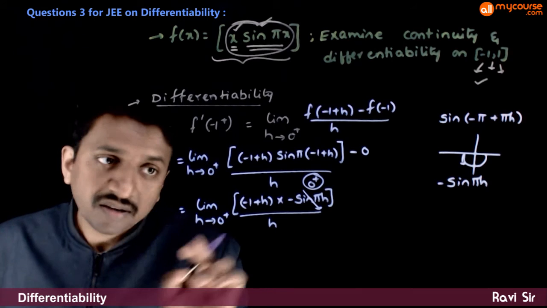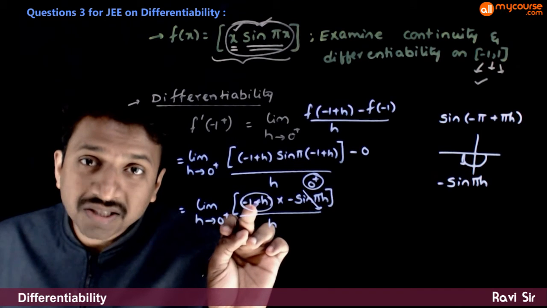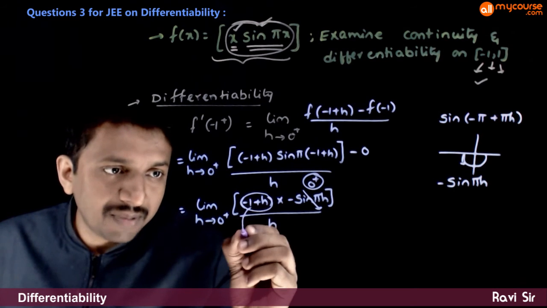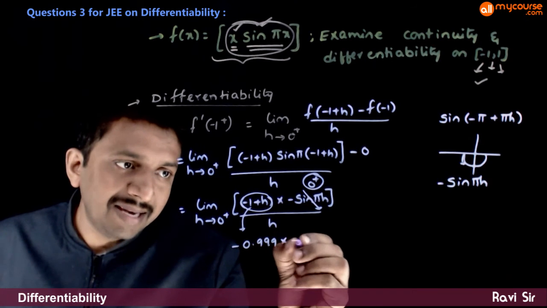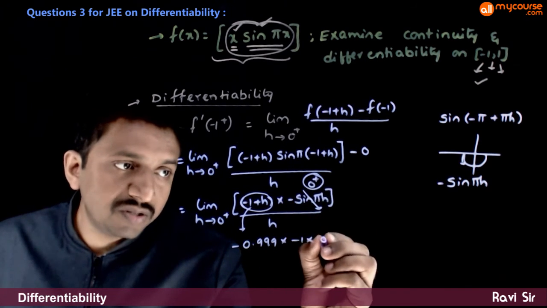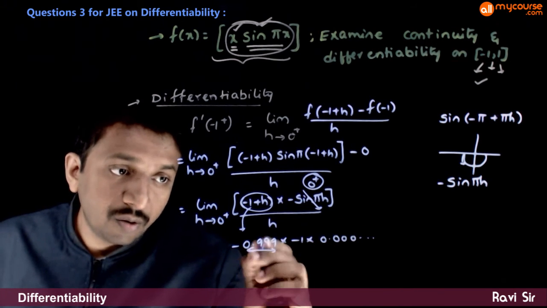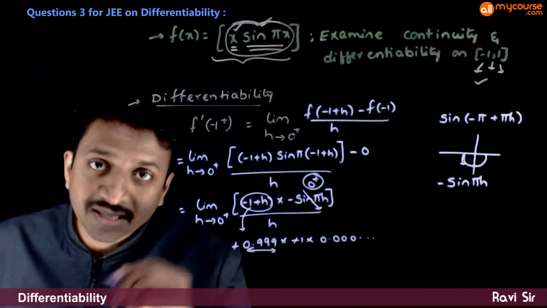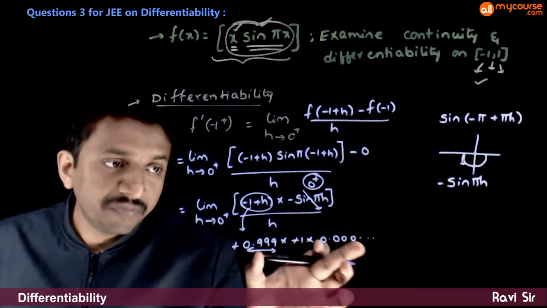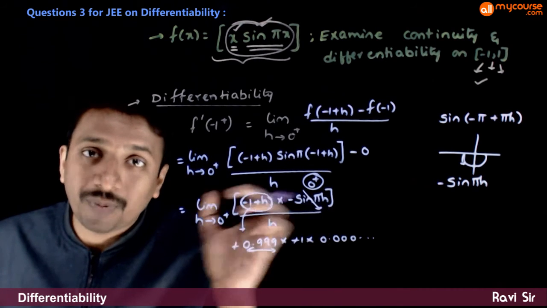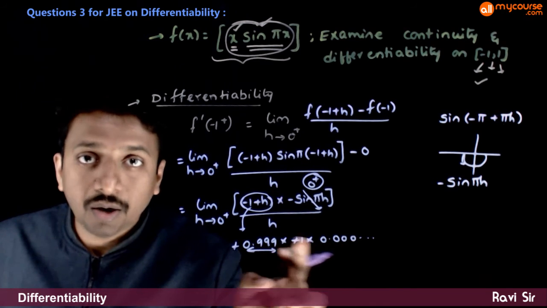We have a negative here, and minus 1 plus h is in the positive neighborhood of minus 1. So this number is something like minus 0.999, and so on. You have a minus times a number which goes to 0 plus, 0.000, and so on. So this is going to 1. Minus and minus get cancelled. So, a number close to 1 times a number close to 0 effectively goes to 0 plus.